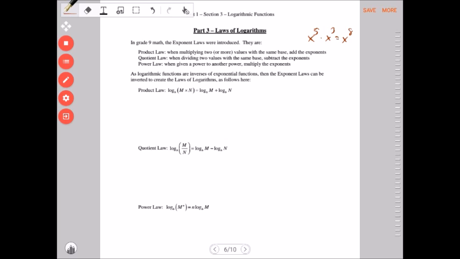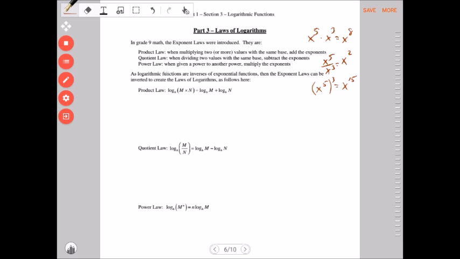Nothing new here. Quotient law: when dividing two values with the same base, we subtract the exponents. So x to the 5 over x to the 3, we just subtract the exponents and we get x squared. The last one, the power law: when given a power of another power, we multiply the exponents. So that's like x to the 5 cubed, which is x to the 15. Perfect. Those are all the exponent laws that you need.